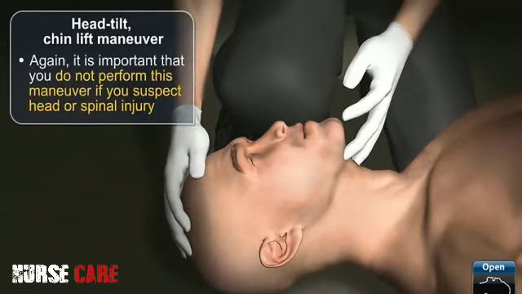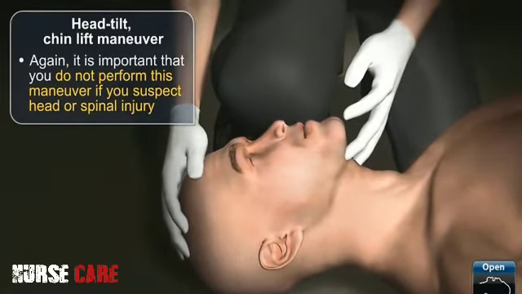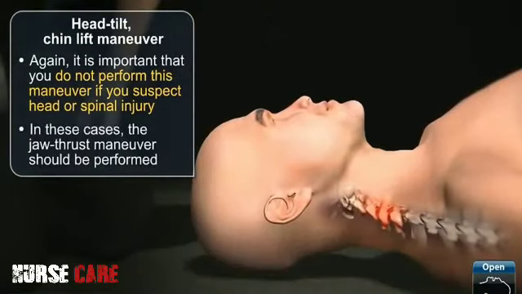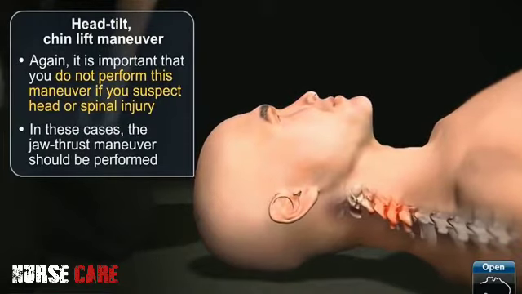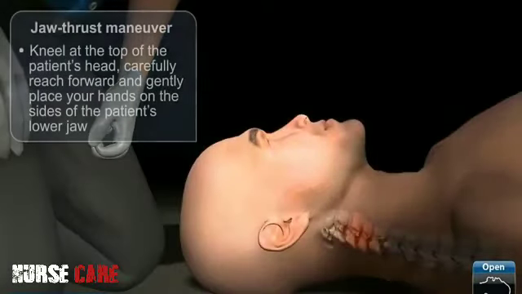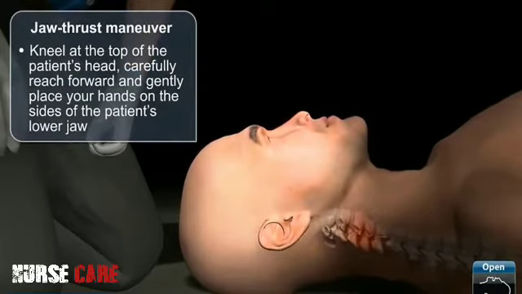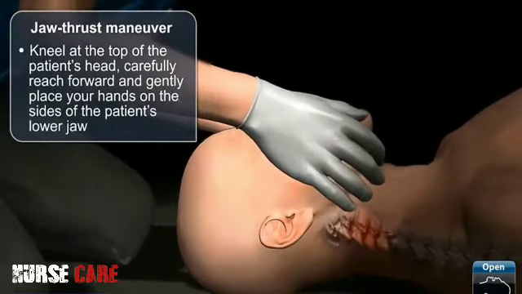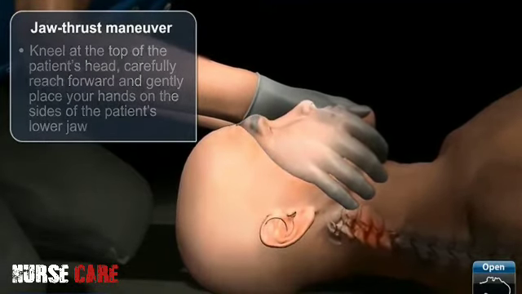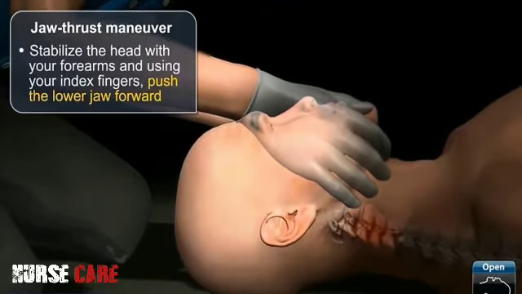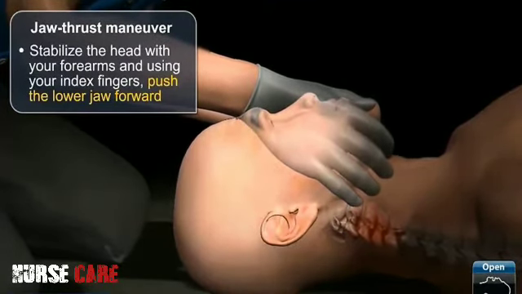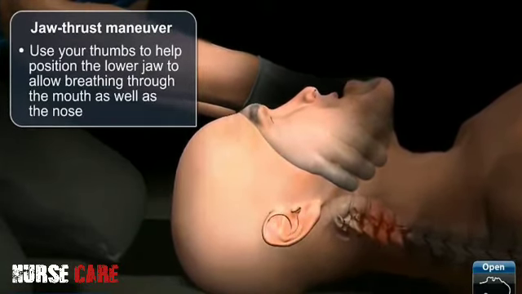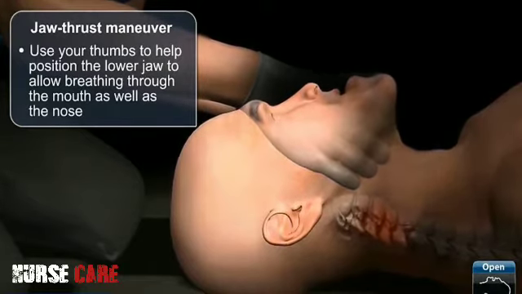Again, it is important that you do not perform this maneuver if you suspect head or spinal injury. In these cases, the jaw thrust maneuver should be performed. To perform the maneuver, kneel at the top of the patient's head, carefully reach forward, and gently place your hands on the sides of the patient's lower jaw. Stabilize the head with your forearms, and using your index fingers, push the lower jaw forward. Use your thumbs to help position the lower jaw to allow breathing through the mouth as well as the nose.